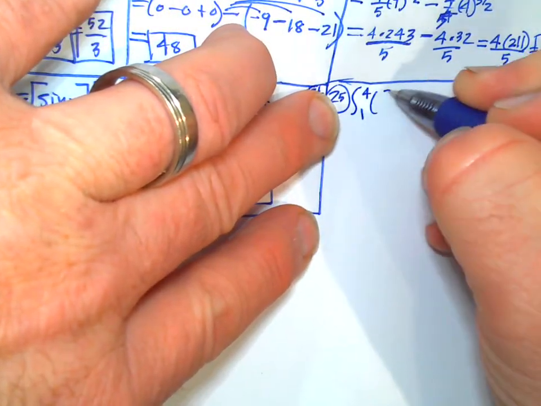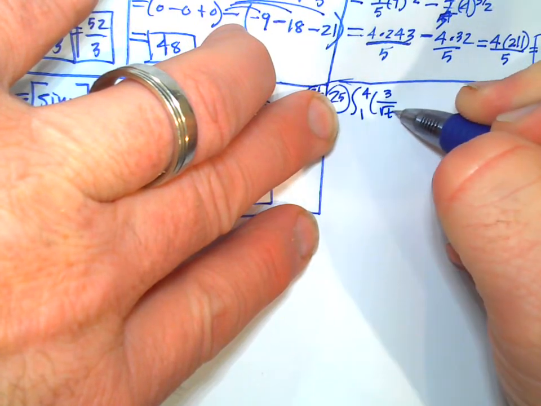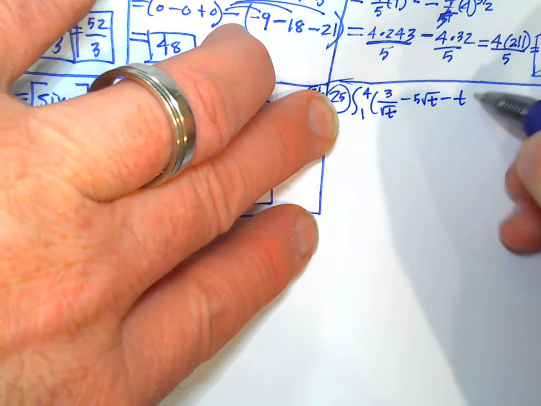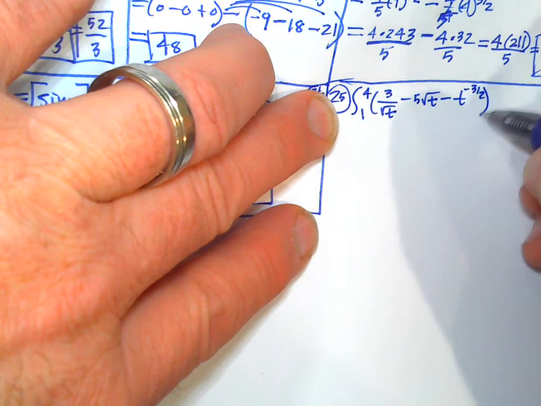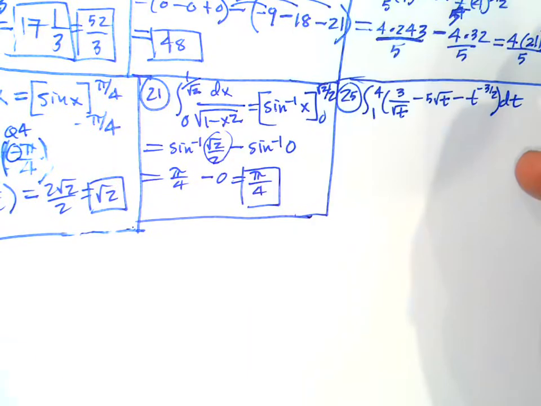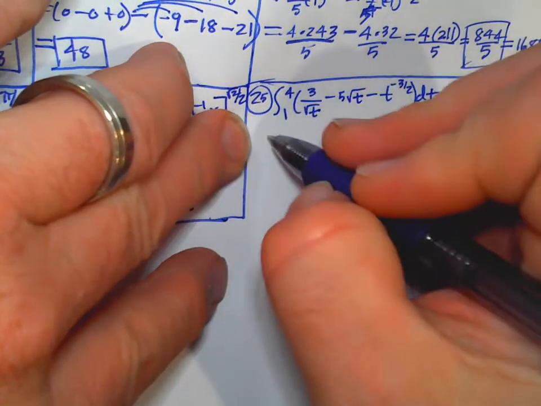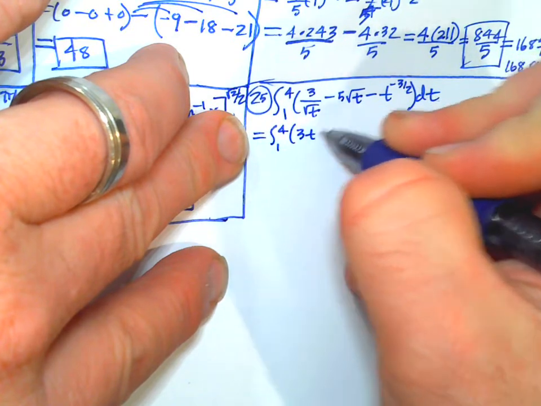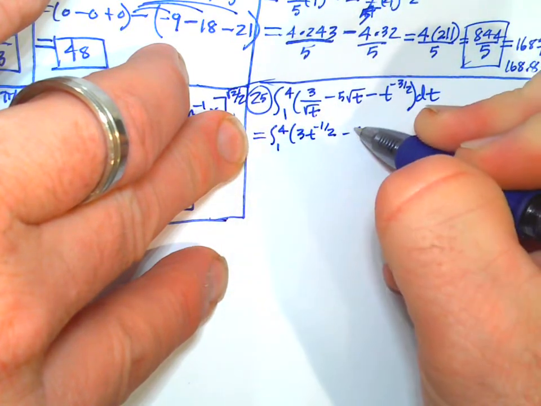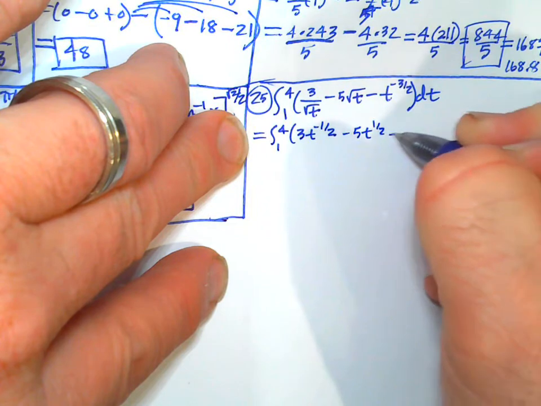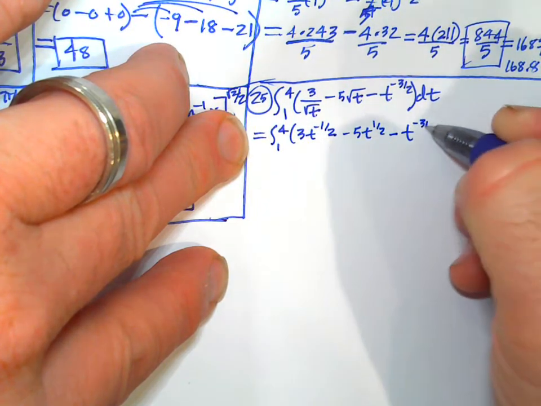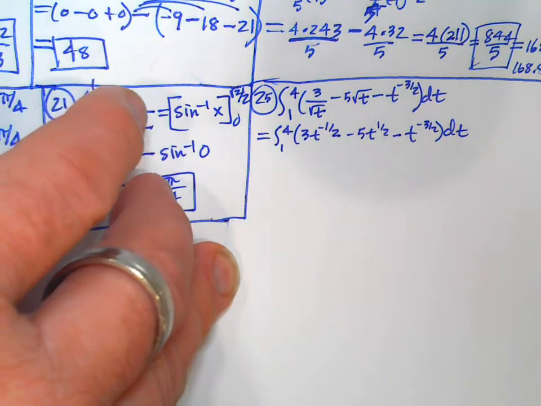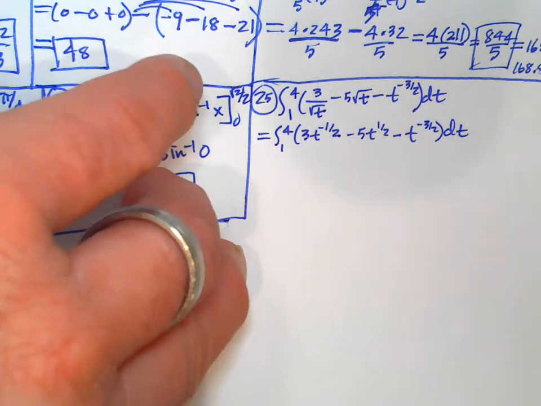The integral from 1 to 4 of 3 over the square root of t minus 5 square root t minus t to the negative 3/2 dt. So I'd rewrite this, and I would say this is 3t to the negative 1/2. That's 5t to the 1/2. That's t to the negative 3/2. I'd do that, and then we use rules of exponents.